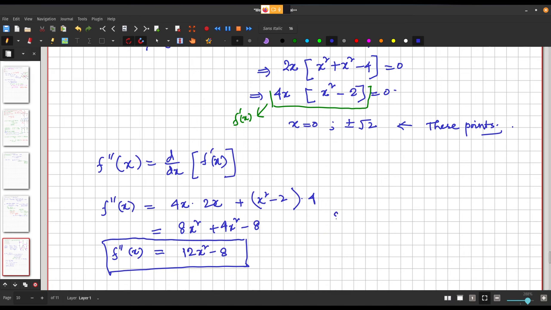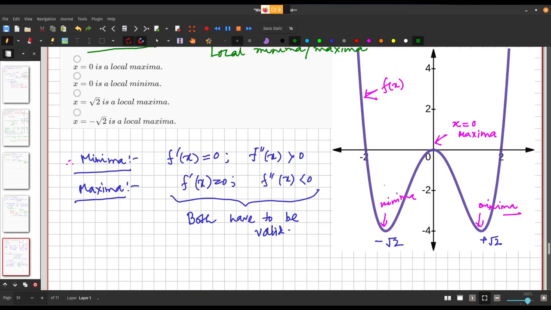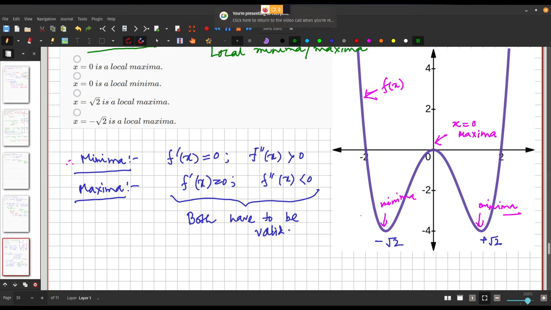So now let us check for x equal to 0. We'll find that f double prime 0 is minus 8, and for x equal to plus minus root 2, f double prime is 24 minus 8, that is 16. So since this is less than 0, the x equal to 0 point will be a maxima, and this is greater than 0, that means these two points will be minima. Now let us see the plot here, and we have obtained it correctly that x equal to 0 is maxima and x equal to plus minus root 2 are minima.